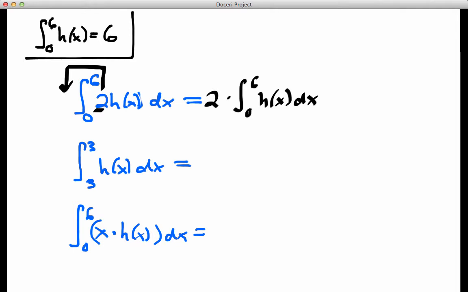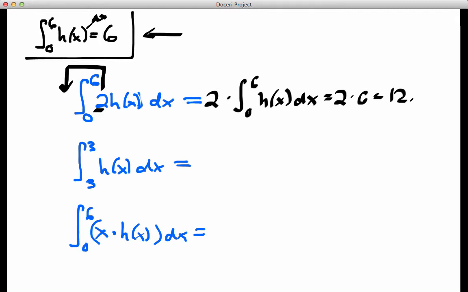And now the integral from 0 to 6 of h of x dx is known to be equal to 6. So this is 2 times 6, which is 12 in the end. And we used an existing integral right up here to calculate a new integral. And I just realized that I forgot to put in a dx right here. Don't make that mistake. That should be the integral from 0 to 6 of h of x times dx to get the notation exactly right.